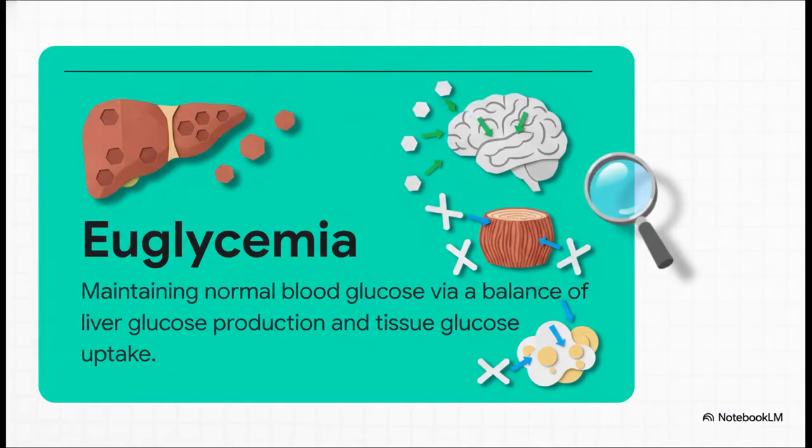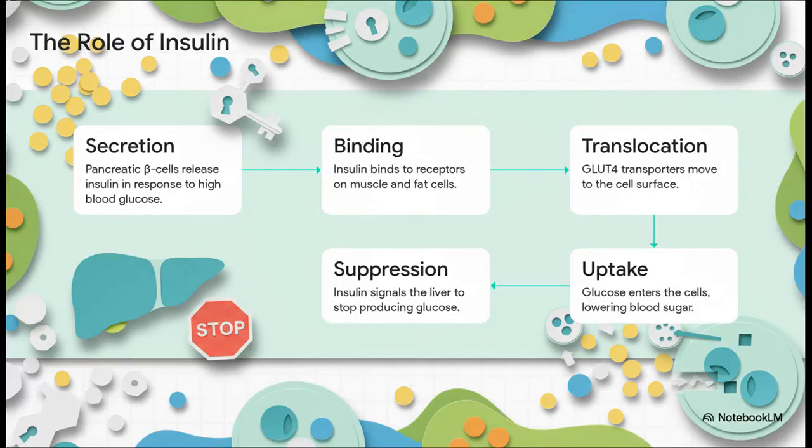You know, the body's goal is always to be in a state of euglycemia, which is just a fancy way of saying normal blood glucose. It's a constant balancing act. When you're fasting, the liver is the main glucose producer, while your tissues are the consumers. Now, what's really important here is that the brain needs a steady glucose supply and doesn't need insulin to get it. But your muscle and fat cells, they absolutely need insulin's permission to take up that glucose. Insulin is the master regulator in this whole process.